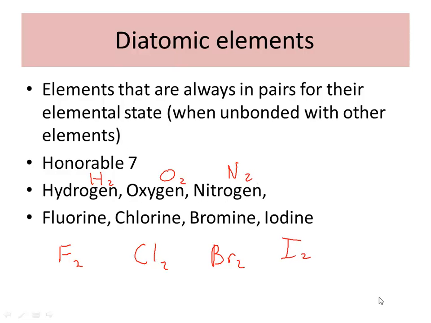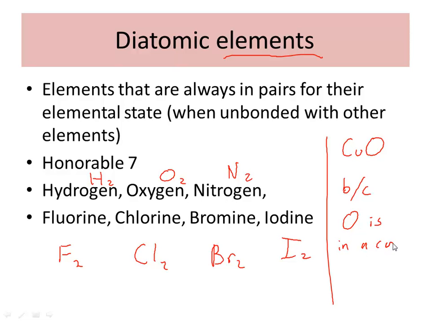That's a good point Connor just brought up. This is only when they're in elemental form, when they're elements, not when they're compounds. So you can have something like CuO. That's fine. That's copper 2 oxide. It doesn't have to be CuO2, because this is a compound. So that's a key thing to understand. Let's move on.